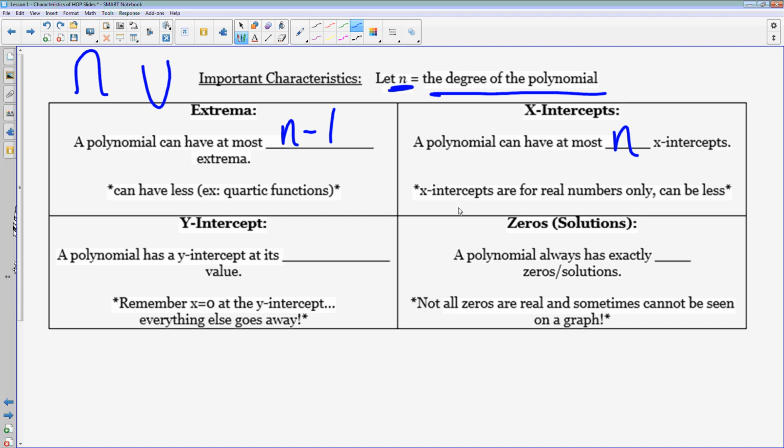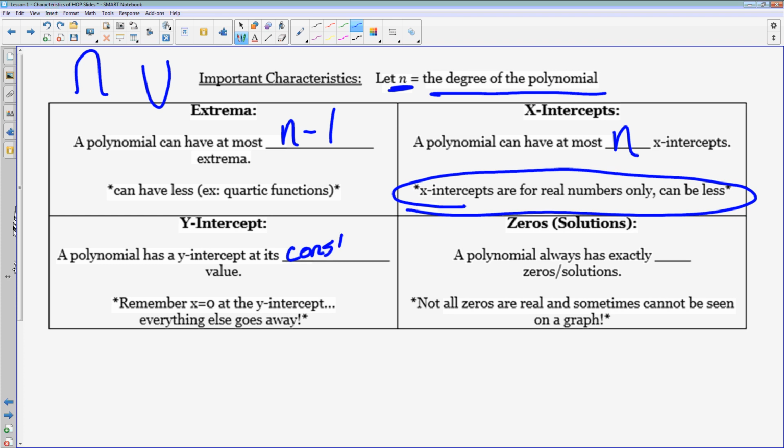Remember, x-intercepts are for real numbers only. So that's why it can be less, because we can have imaginary solutions, and you're not going to see those on a graph. Your y-intercept is always going to be the constant value, because you put in 0 for x to find your y-intercept. Everything goes away except for the constants. And your zeros or solutions: a polynomial always has exactly n zeros or solutions. Not all of them are going to be real, so that's why it's different for the x-intercept piece.